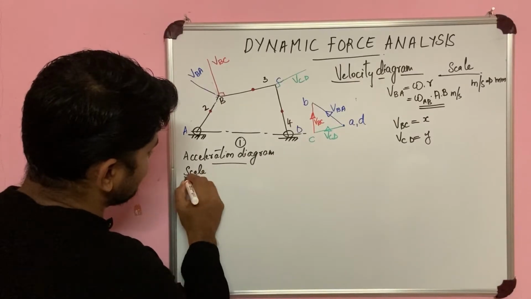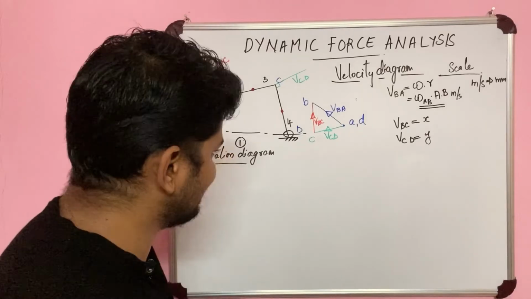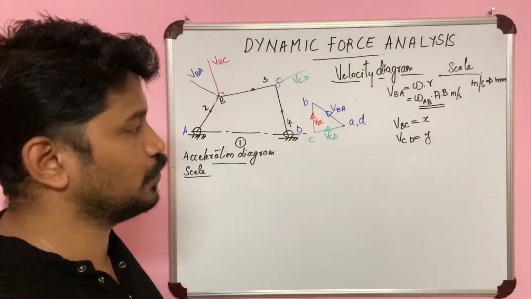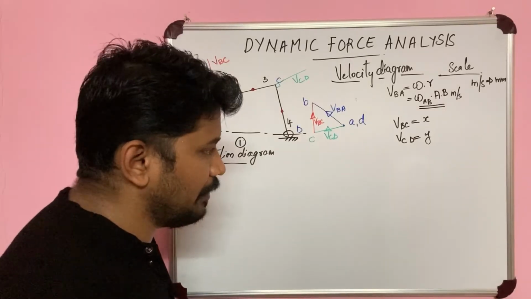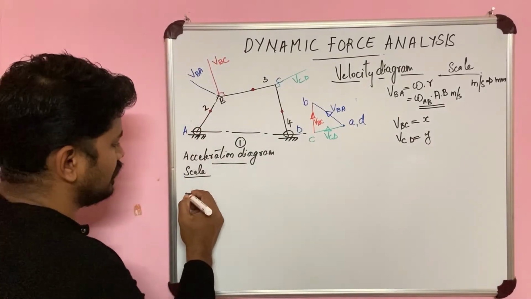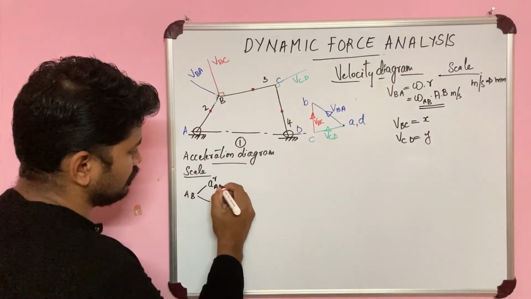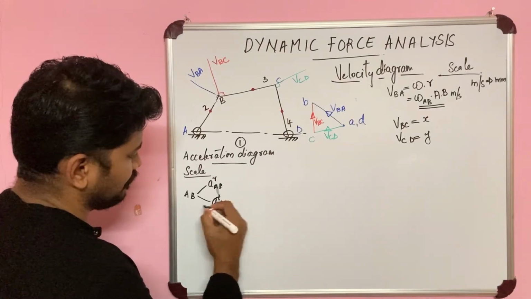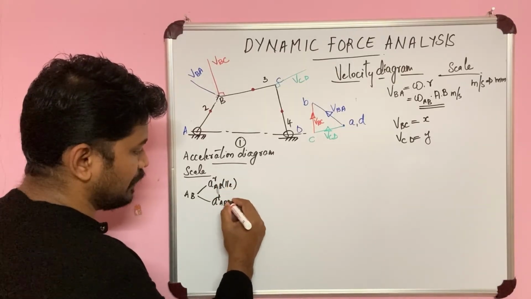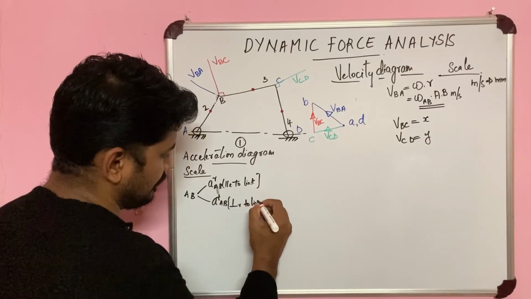Now here also you will require a scale. Whatever you are getting in meter per second square, you have to convert it into mm, so a suitable scale is required. Now while drawing the acceleration diagram, we again need the magnitude of each acceleration component. Coming to acceleration components, every link has two acceleration components. Suppose I take AB: it has two acceleration components, ARAB and ATAB. ARAB is parallel to the link, and ATAB is perpendicular to the link.